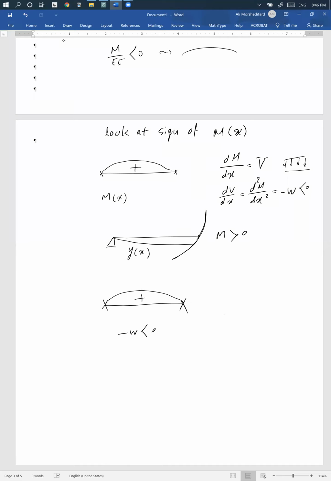So there are 2 ways you can say that moment is positive. One, look at the equation. The other one, use this trick. It's not a trick, just use the information you have from the second derivative. Right? Questions, guys?